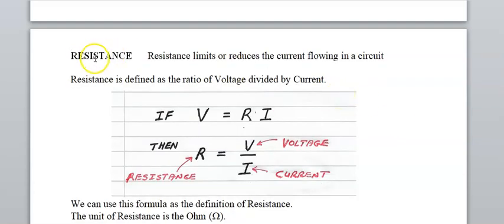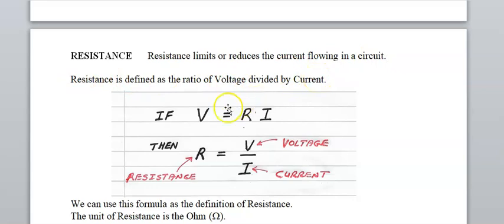First of all, what actually does resistance do in a circuit? We're going to find out later when we look at real circuits that resistance is something that reduces or limits the current flowing in a circuit. We're going to find that if the resistance of a circuit is increased, the current is decreased. And if the resistance of a circuit is made less, the current will actually get higher. But from our point of view today, we can define resistance as the ratio of voltage divided by current.